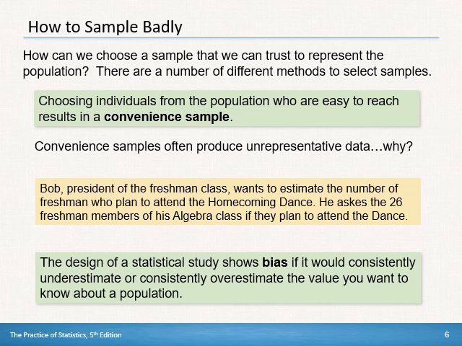If those 26 freshmen in his algebra class do not represent the larger population of freshmen, then there's going to be bias to it, right? So maybe those students are more likely to attend or less likely than the population. And so you can't do that. What you have to do is you have to do a random sample. You can't just pick people that are convenient. That's called a convenience sample. It introduces bias.